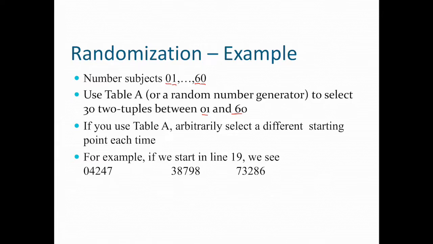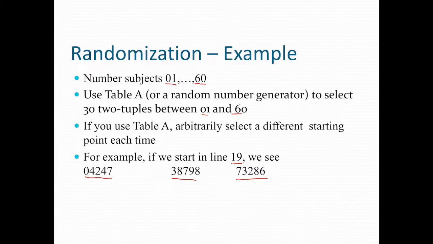So for this one, we're going to use, let's say, line 19. If you go to line 19 in your Table A, or random digits table, you can, once again, find that on page 539. Go to line 19, and you'll see these values, the first 5 sets each here. And we're going every 2.